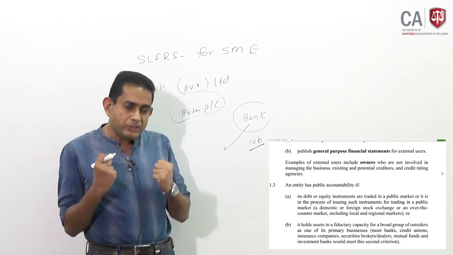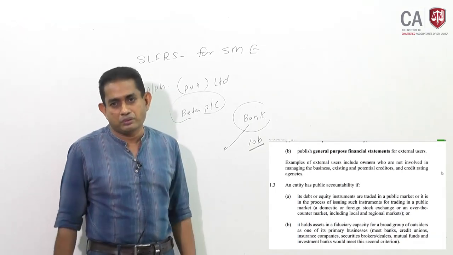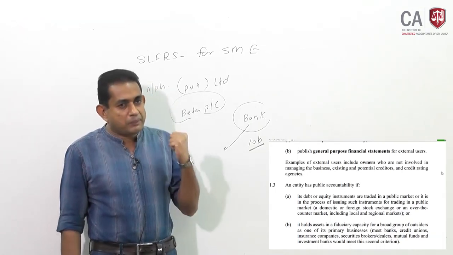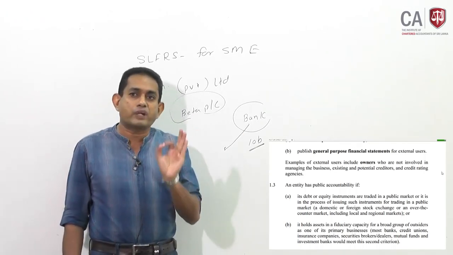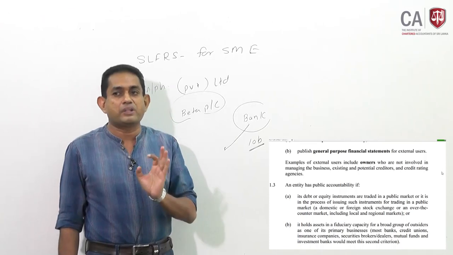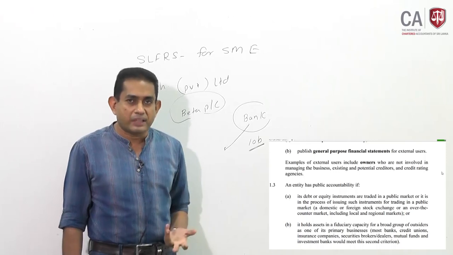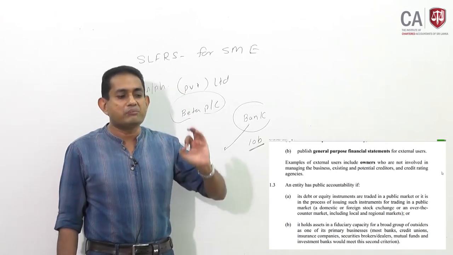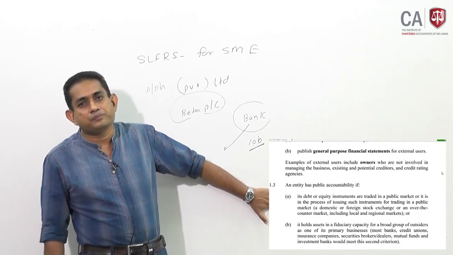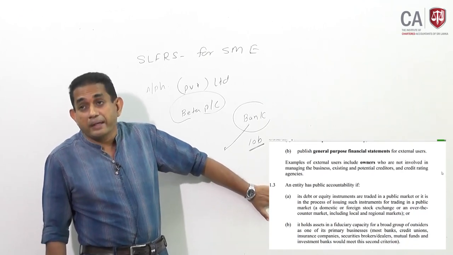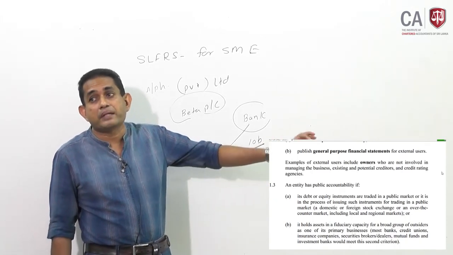So, the bank has to give the maximum protection and safety to the assets that belong to the customers. The customers have kept their utmost faith in the bank, and that is why they have kept their money in the lock and key of the bank. Even though the bank is not a listed company, the bank cannot be taken as a small and medium enterprise because it has public accountability.